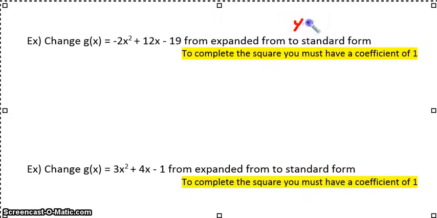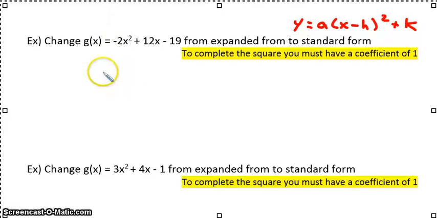remember the generic form of standard form is a times x minus h quantity squared plus k. So in order for me to get my polynomial to look like this, I'm going to have to complete the square. Now when we complete the square, we'd like to have the x squared term be just a 1, so we may have to factor first.